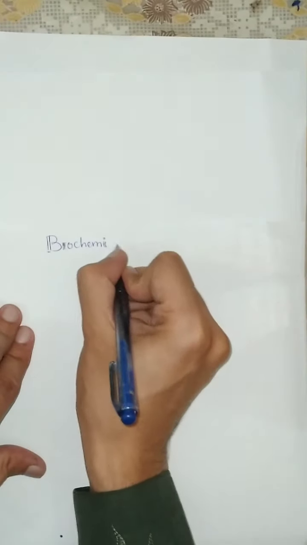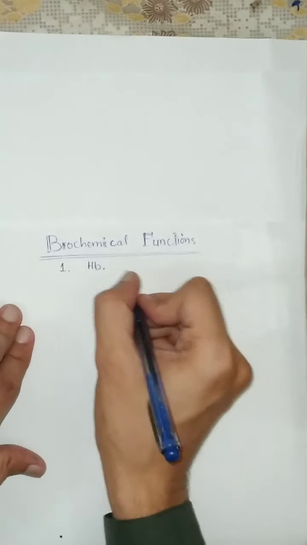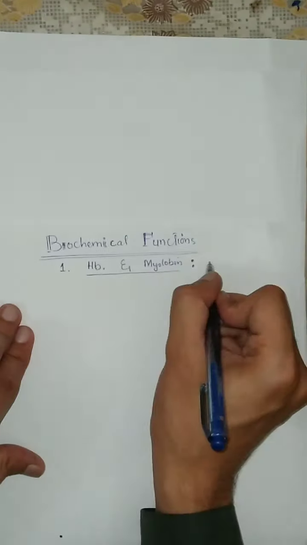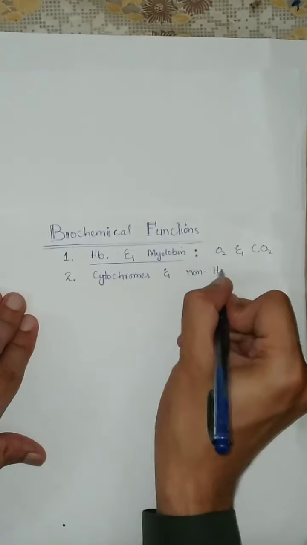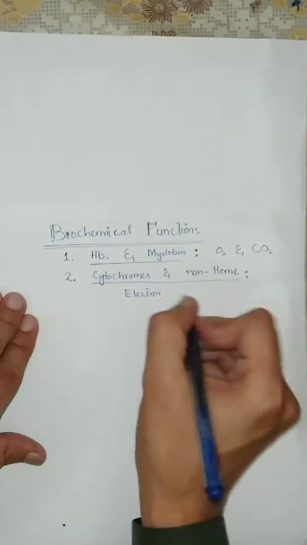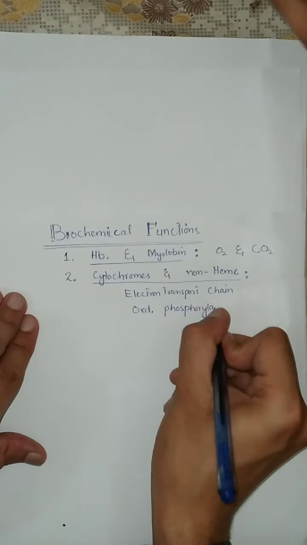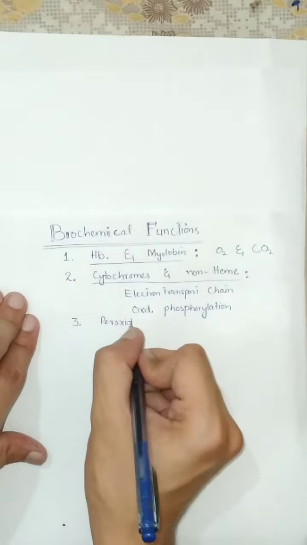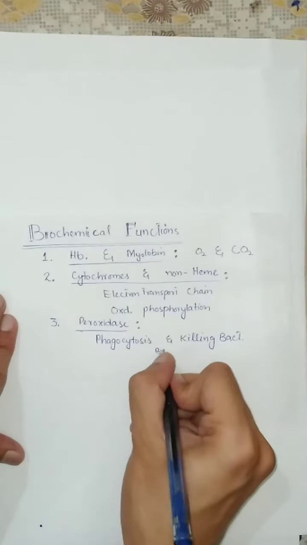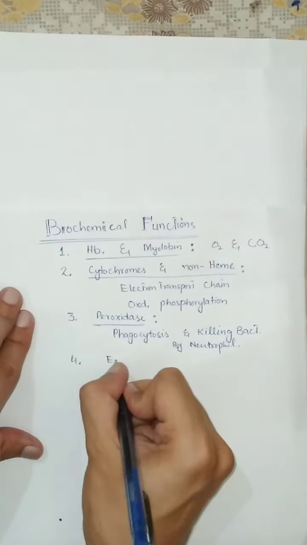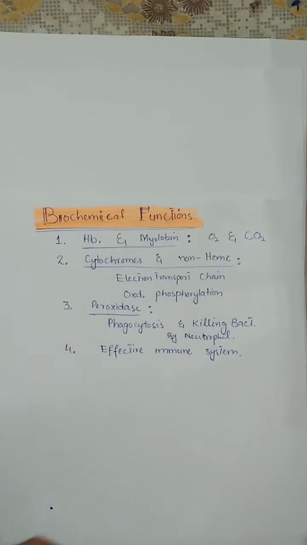Biochemical functions of iron. What can iron do in our body? The first and most important function is gas transportation. Through hemoglobin and myoglobin, iron can transport oxygen. The second function is that it is present in cytochromes and non-heme iron, and helps in the electron transport chain and oxidative phosphorylation. In peroxidase, iron is present, and peroxidase helps in phagocytosis and killing of bacteria through neutrophils. Effective immune system: with the help of iron, our immune system can boost its activities.